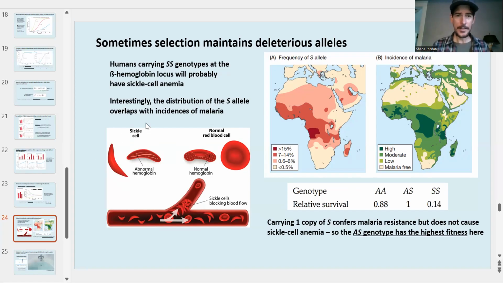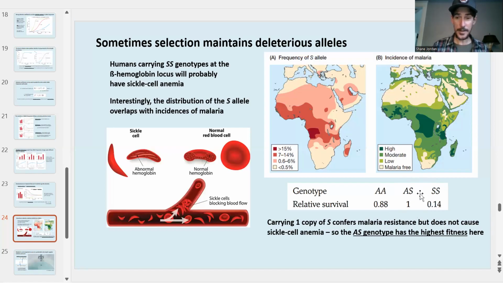As it turns out, carrying only 1 copy of the S allele is beneficial in a very interesting way, and that is because carrying 1 copy of S confers resistance to a very, very lethal disease called malaria, which is caused by this plasmodium, which is transferred by mosquitoes. And so we can look at these 3 different genotypes in populations that are carrying these different alleles, and we can see that there are differences in their survival. There are differences in their fitness. And as it turns out, the heterozygotes have the highest fitness.